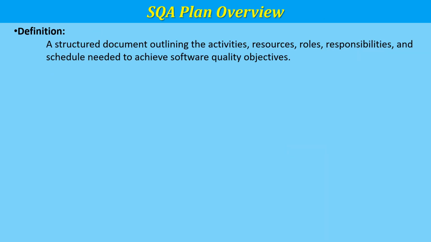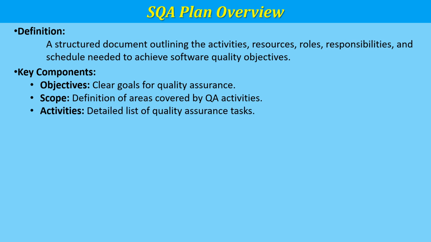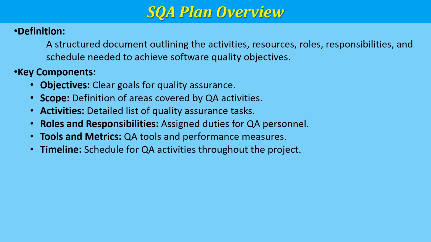SQA plan overview. Definition: an SQA plan acts as a roadmap, ensuring quality assurance is systematically addressed at every project stage, promoting consistency and accountability. Key components. Objectives: clear goals for quality assurance. Scope: definition of areas covered by quality assurance activities. Activities: a detailed list of quality assurance tasks. Roles and responsibilities: assigned duties for QA personnel. Tools and metrics: QA tools and performance measures.